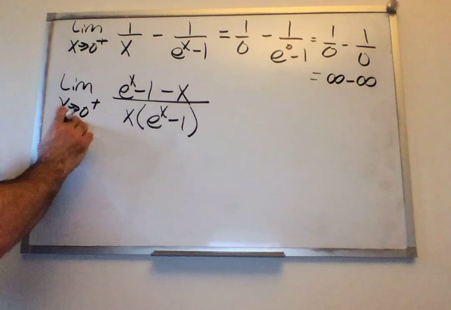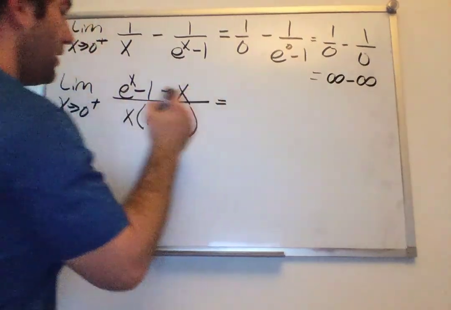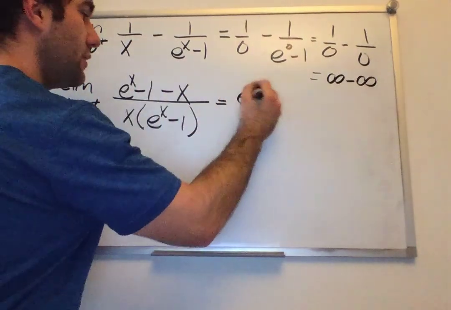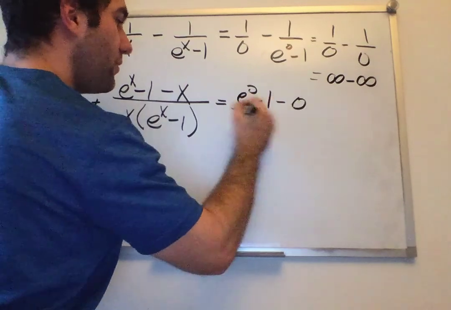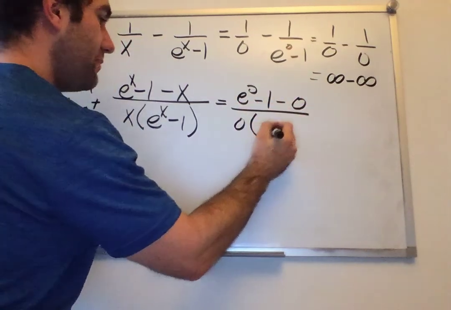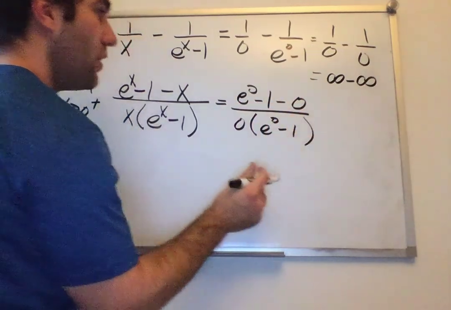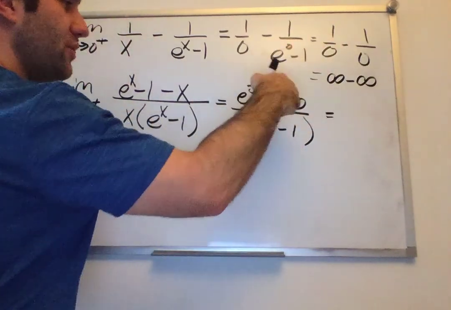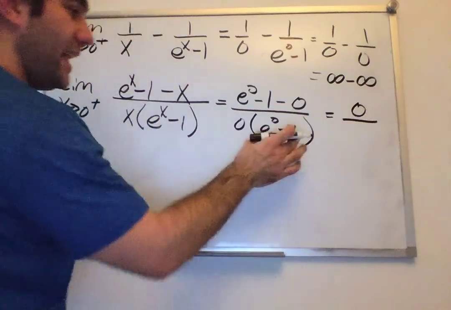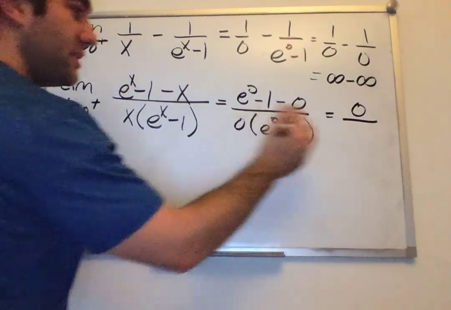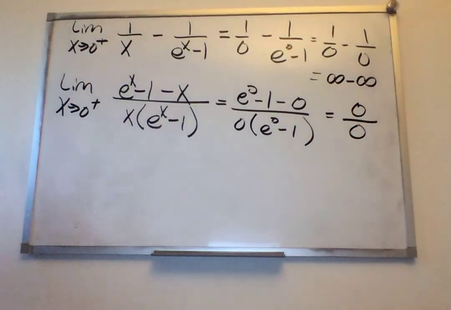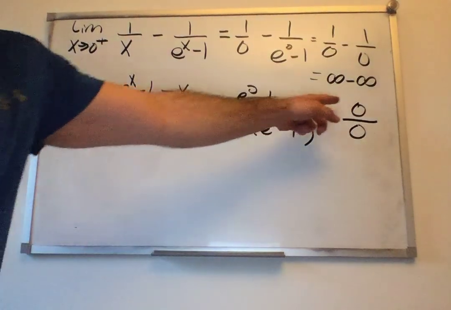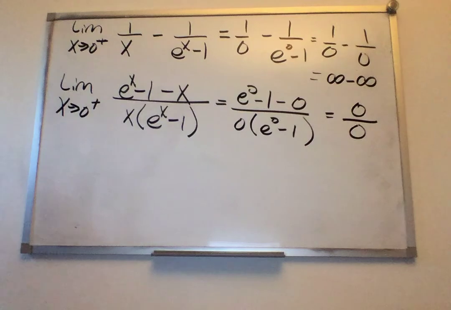Now let's go ahead and plug in 0. Well, e to the 0 minus 1 minus 0, divided by 0 times (e to the 0 minus 1). Well, e to the 0 minus 1, we already know that's 0. So on top, 0 minus 0 is 0, and on the bottom, 0 times 0 is 0. So we have it in the correct form now. We got 0 over 0 when we evaluated the limit.